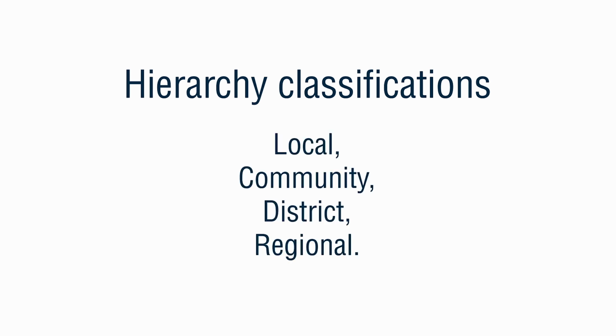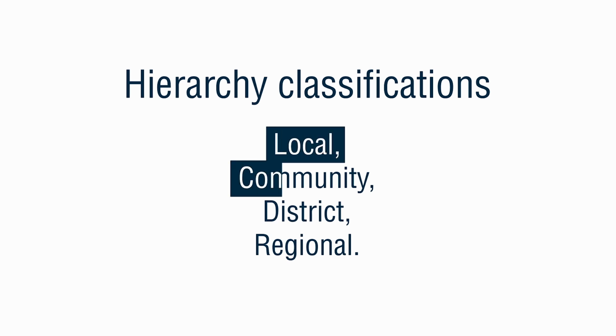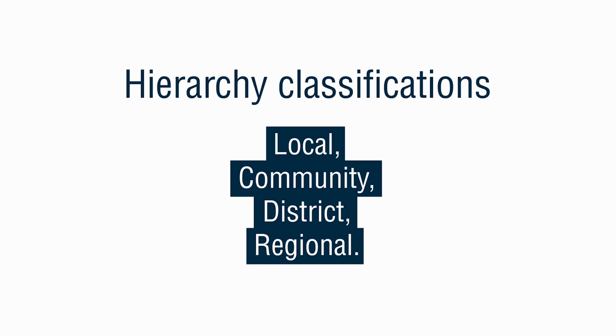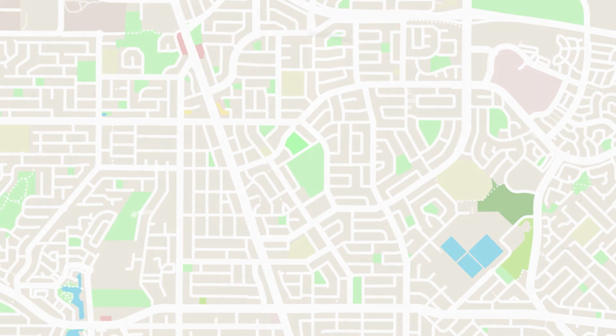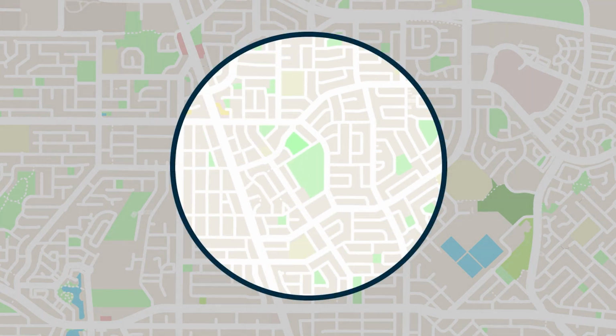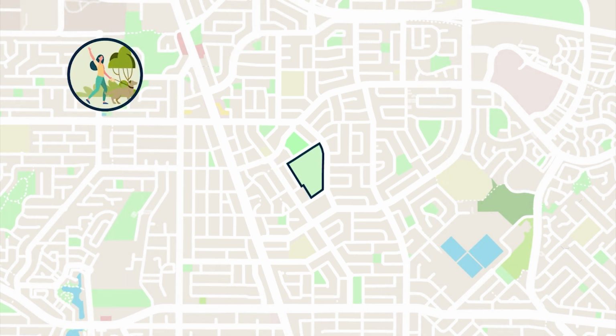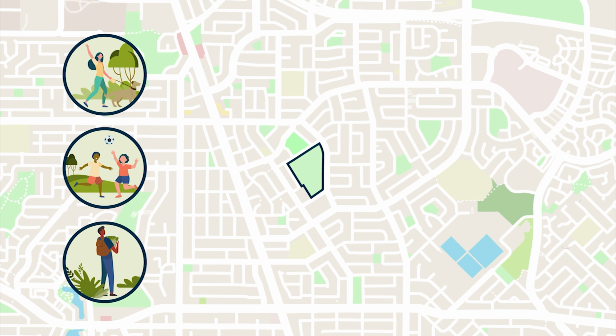The second part of the model is the hierarchy classifications. The four classifications are local, community, district, and regional. The hierarchy classifications are based on how far people travel to use the space, also referred to as catchment, the size of the space, how many functions the space can support at any one time, and the type of facilities it has.